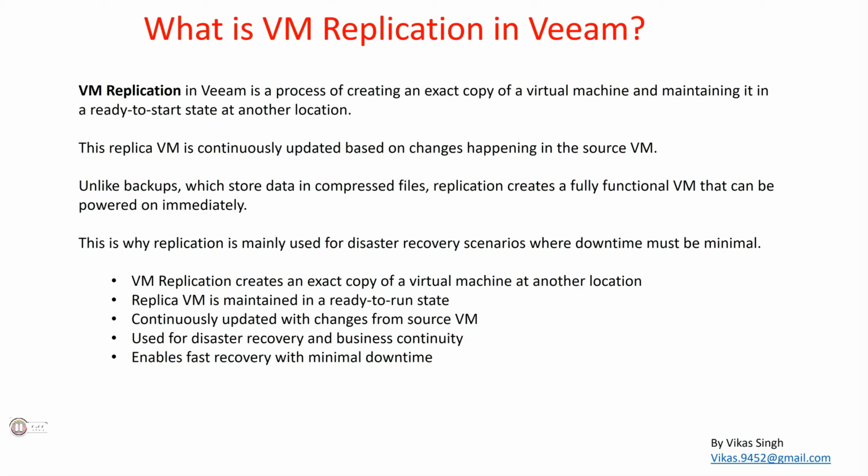VM replication in Veeam is the process where we create an exact copy of a virtual machine and keep it at another location in a ready-to-use state. This replica VM is continuously updated with the changes happening to the source virtual machine. Now the key point to understand: unlike backup, replication does not store data as a file. Instead it creates a fully functional VM which can be powered on immediately on the basis of requirement. That's why replication is mainly used for disaster recovery scenarios where the downtime must be as low as possible.